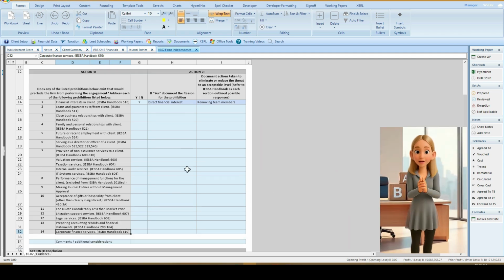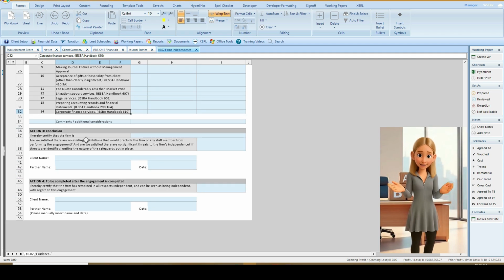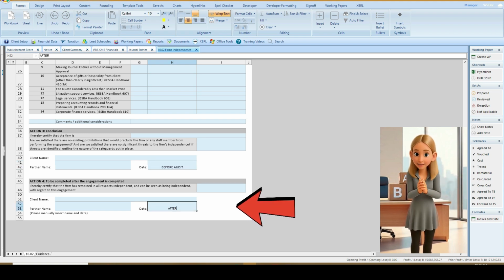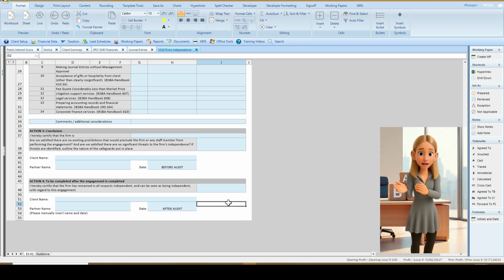Action 3 and 4 relate to the certification of independence. Here, the engagement partner formally certifies that the firm is and can be seen to be independent with respect to the client. This signed statement in Action 3 is crucial. It's your formal declaration that all threats have been considered and addressed before work begins. But independence isn't a tick once and forget it exercise. Threats can arise during the engagement. So, Action 4 is about signing off again after the engagement to confirm that independence was maintained throughout.